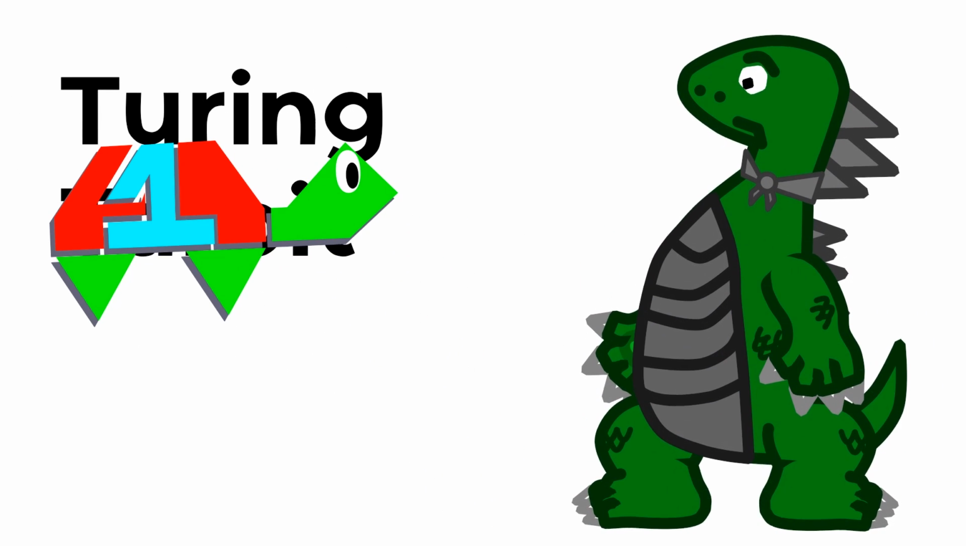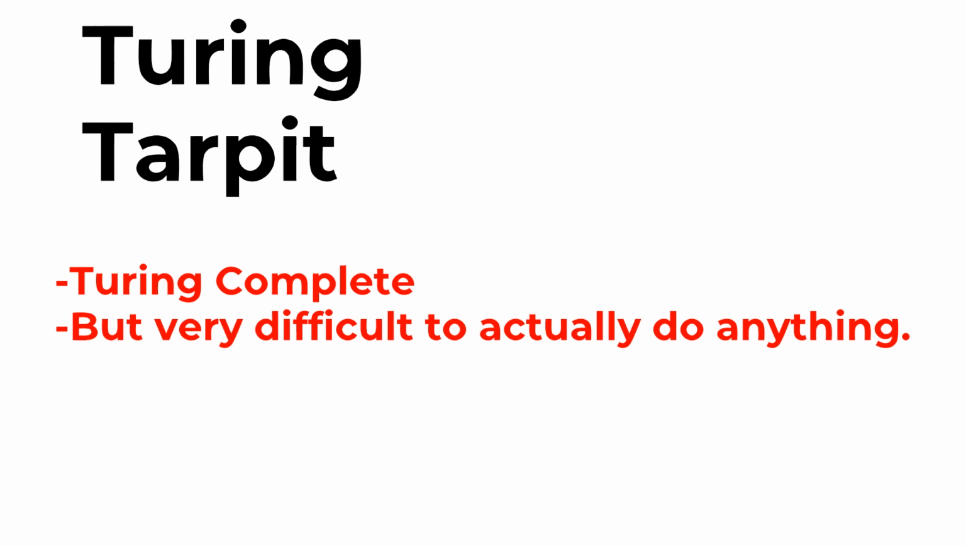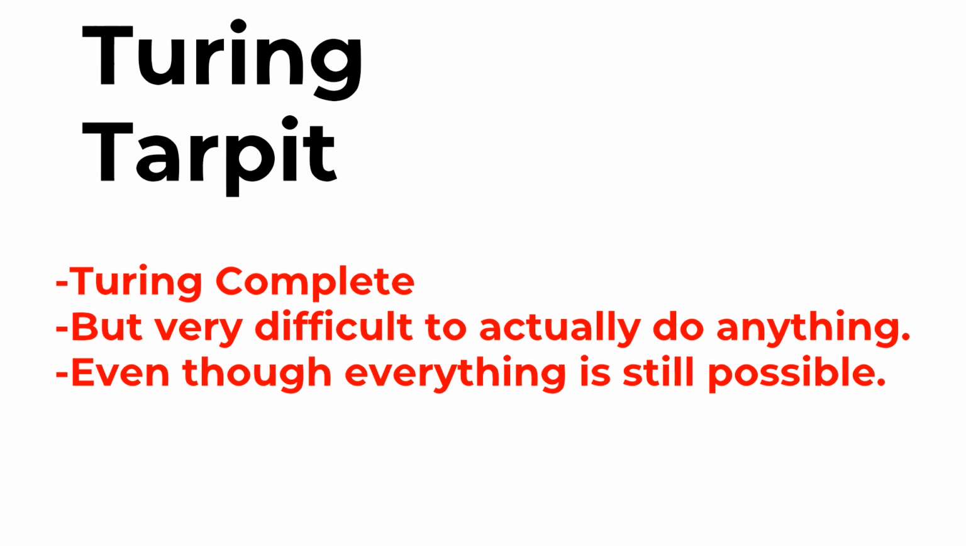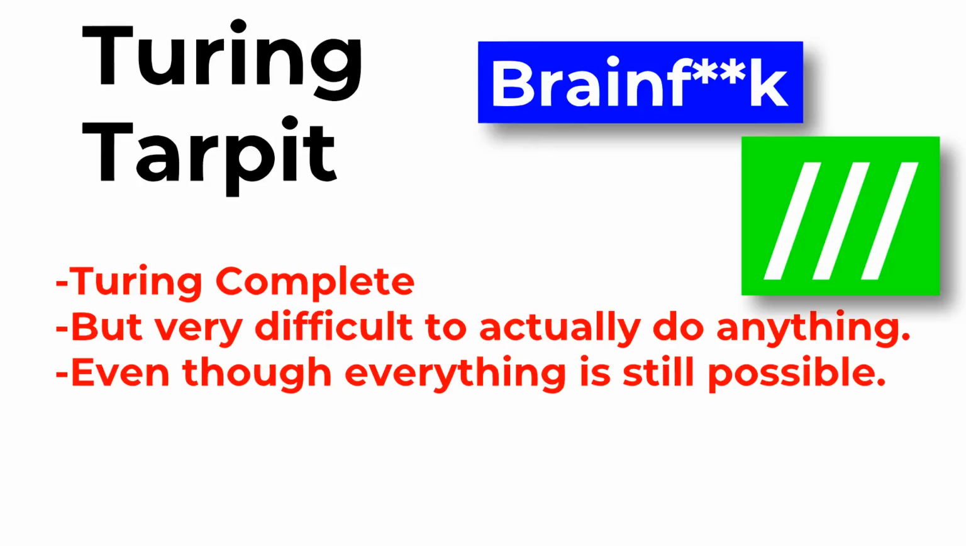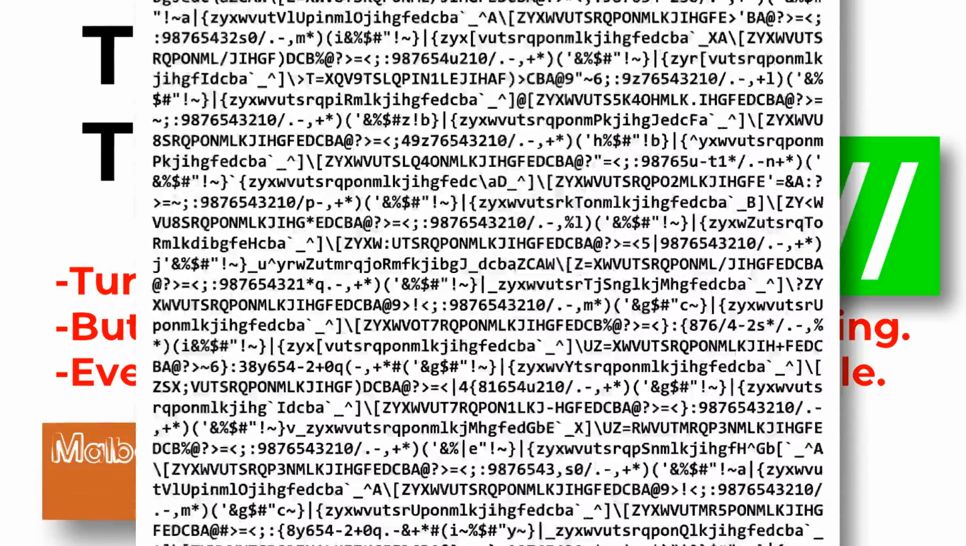I'm glad you asked, but to know what a Turing-Tarpit is, you must know what Turing-Complete means. A Turing-complete programming language is one where any computation that can be performed on an infinitely large Turing machine can be performed in the programming language. Turing-Tarpits, meanwhile, are Turing-complete Esolangs that make it really difficult to perform those calculations. But not impossible. Examples of Turing-Tarpits are brainf***, and possibly Malbolge Unshackled. No one's really been able to check on that one.